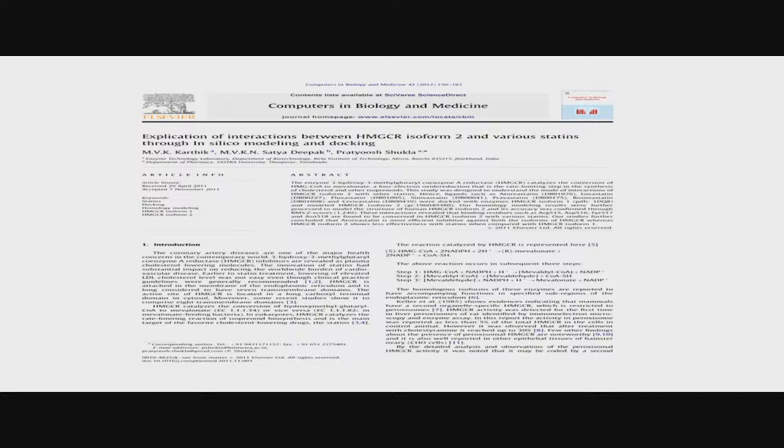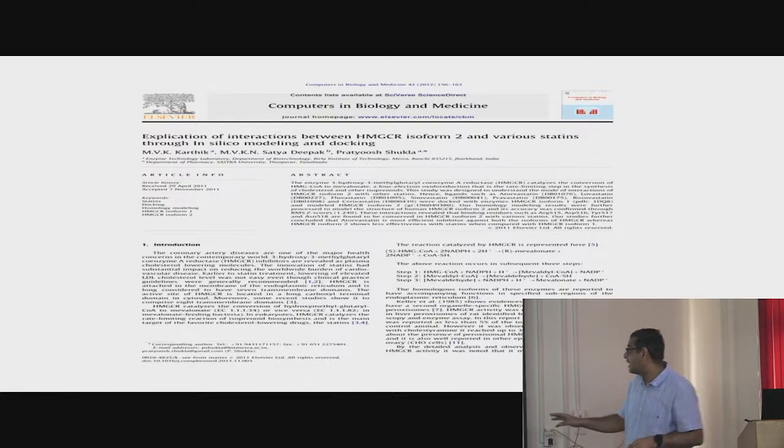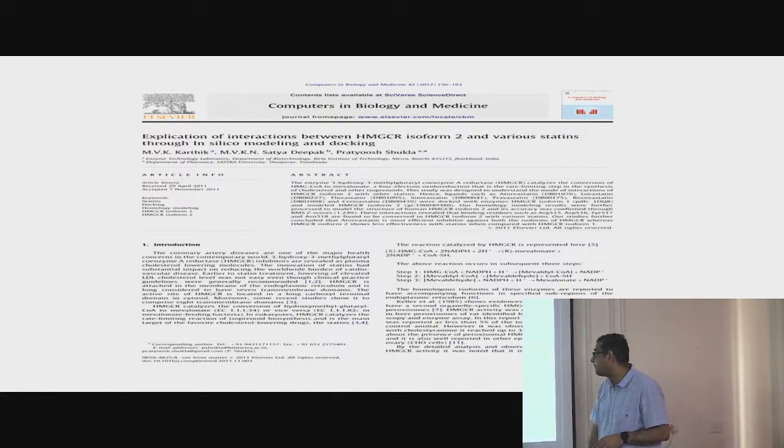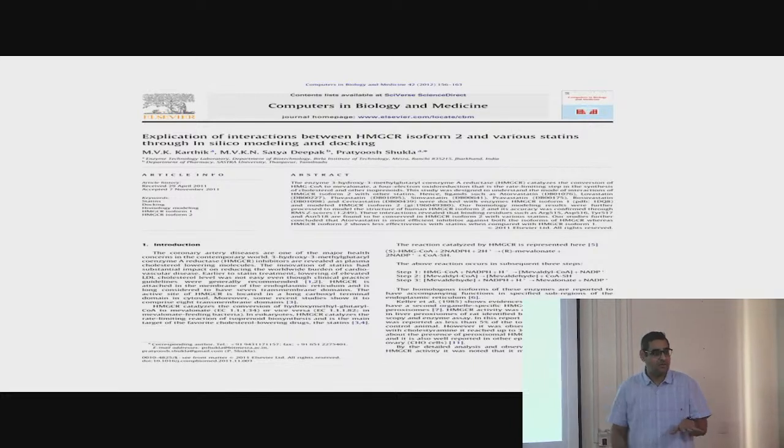So if you learn whatever in your research and it is connected to drug discovery, this is a good choice of journal. And also in this study, we try to see how isoform 2, which is showing less effectiveness, compares with HMGC isoform 1. We have taken these isoforms from Homo sapiens. We have not done any mouse or something.